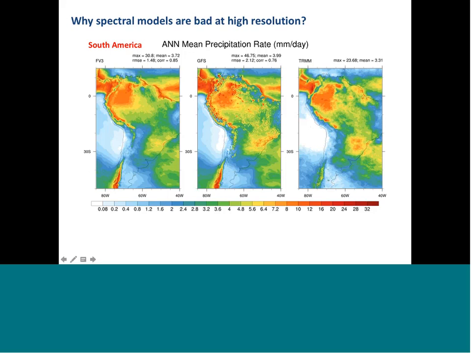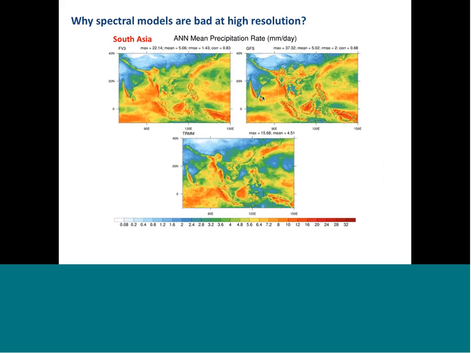This is the precipitation over South America, and this is the trend. And this is GFS. You can see the RMS error is much smaller and the correlation better than the GFS operational model in the middle. Even though the ACC in this particular situation is slightly worse than GFS, there are other things. This is one of the reasons why you really don't want to use a spectral model at very high resolution. You can see the spectral Gibbs oscillation almost everywhere. If you do a time average of the GFS forecast, you see Gibbs oscillation almost everywhere over terrain. This is over South America, and over South Asia it's the same thing. And looking at the correlation and root mean square error, FV3 is much smaller than the GFS.